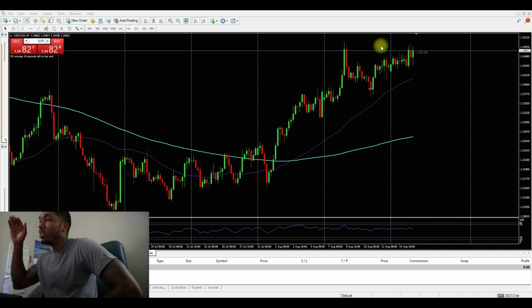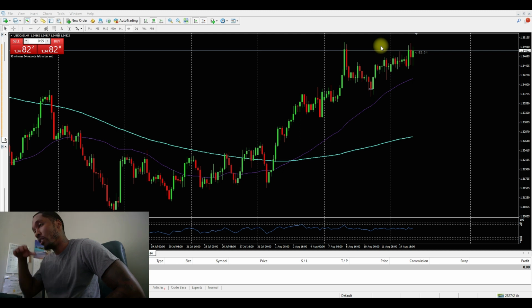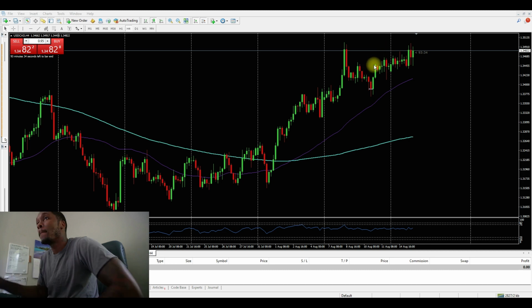Support, your support lines or support zones will be at the bottom. It's supporting your trades. It's supporting the market, supporting at the bottom. Anything support is going to be at the bottom, and resistance is going to be at the top. So those are your support and resistance lines, right?